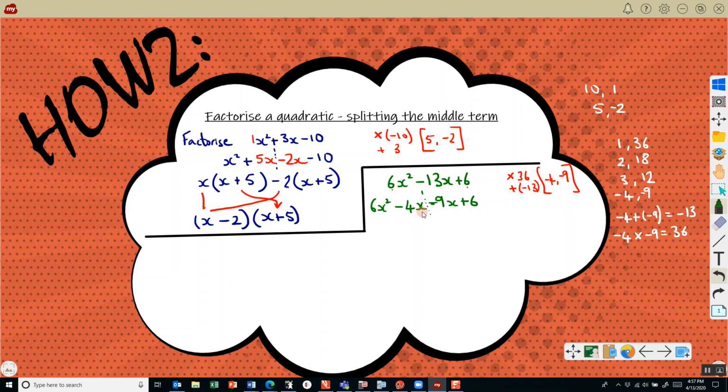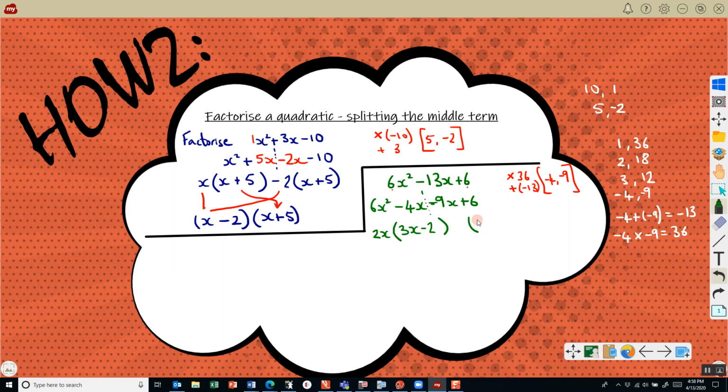What is our common factor? Well, what number goes into 4 and 6? 2. And I can also take out an x. 2 times what gives me 6? 2 3s. X times what gives me x squared? X. 2 times what gives me 2? 2. And x times 1, so that's just take away 2. 2x times 2 is 4x, and it's subtracting.